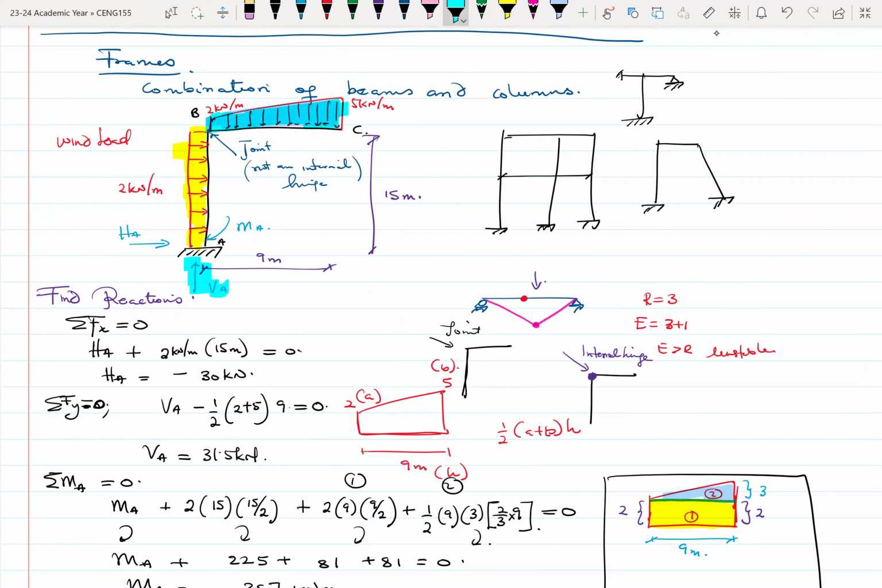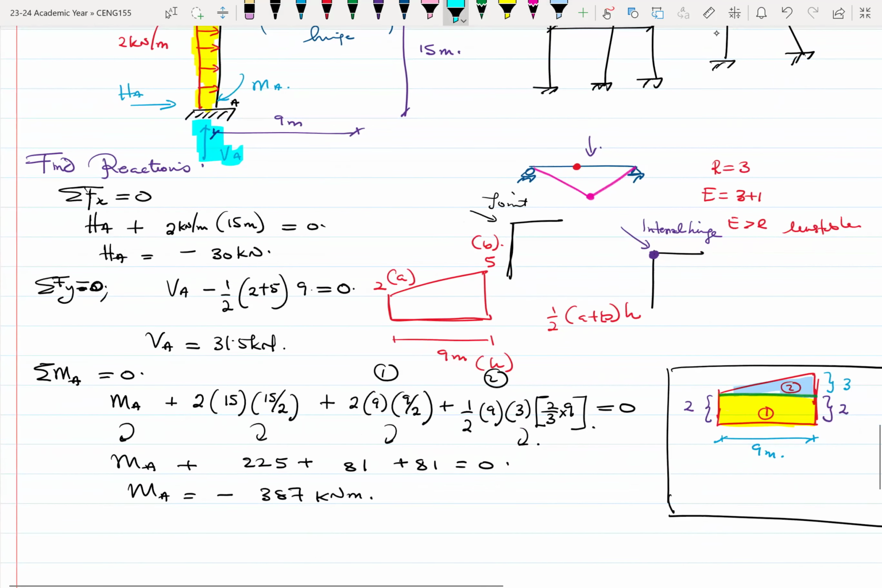But this is what we call a distributed load. So we need to convert the distributed load into a point load by finding the area of that load. Since it is a trapezium, we find the area of the trapezium. When the distributed load was a UDL, you found the area by multiplying the height times the length, which is the area of a rectangle. The area of a trapezium is half A plus B times H.